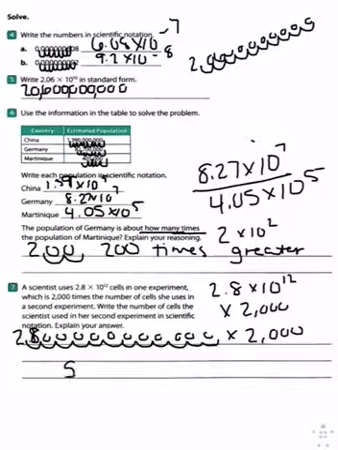And you will get 5.6 times 10 to the 12th power. I'm sorry, I made a mistake. It should be to the 15th power. I accidentally kept the exponent instead of changing it. It should be to the 15th power. 5.6 times 10 to the 15th.